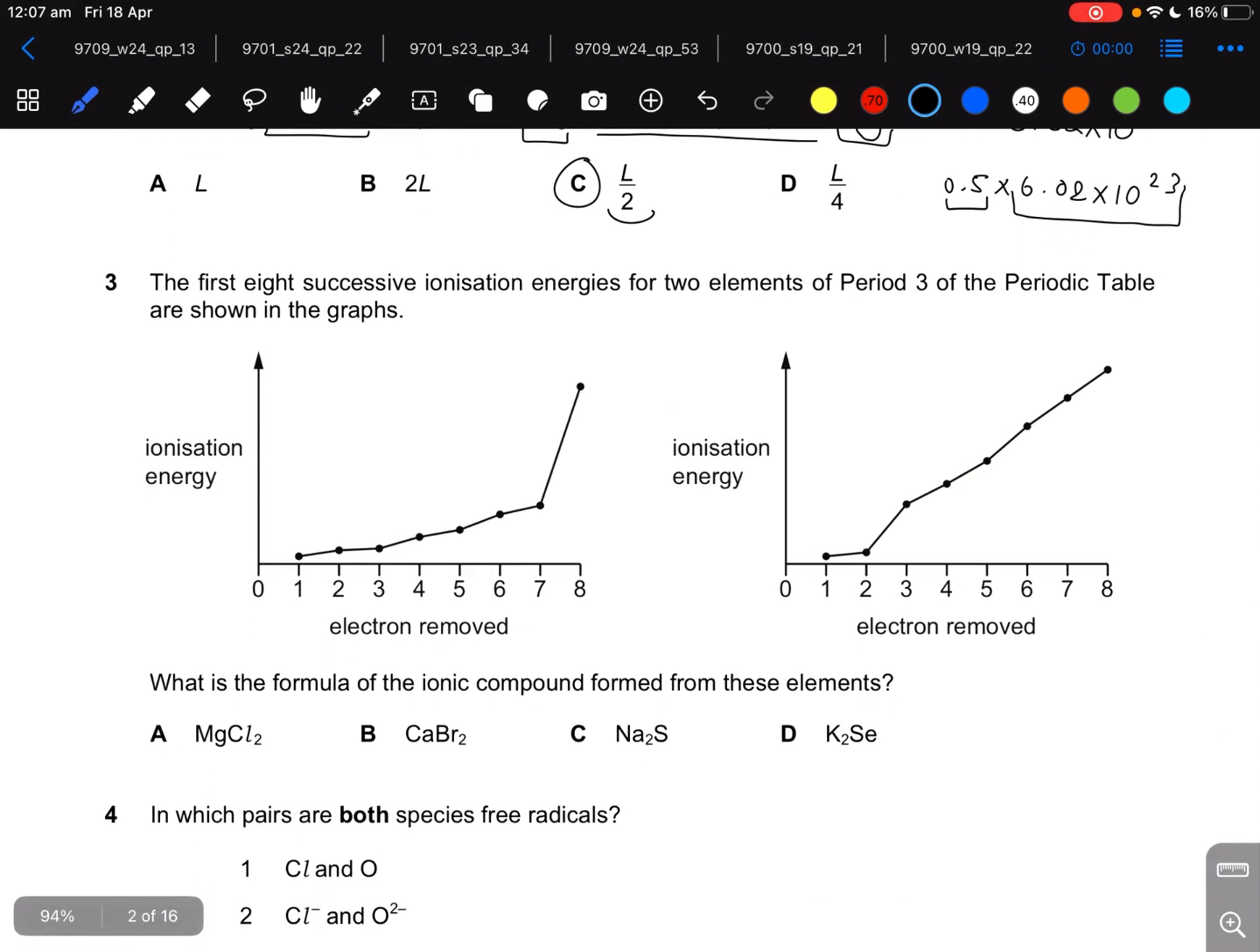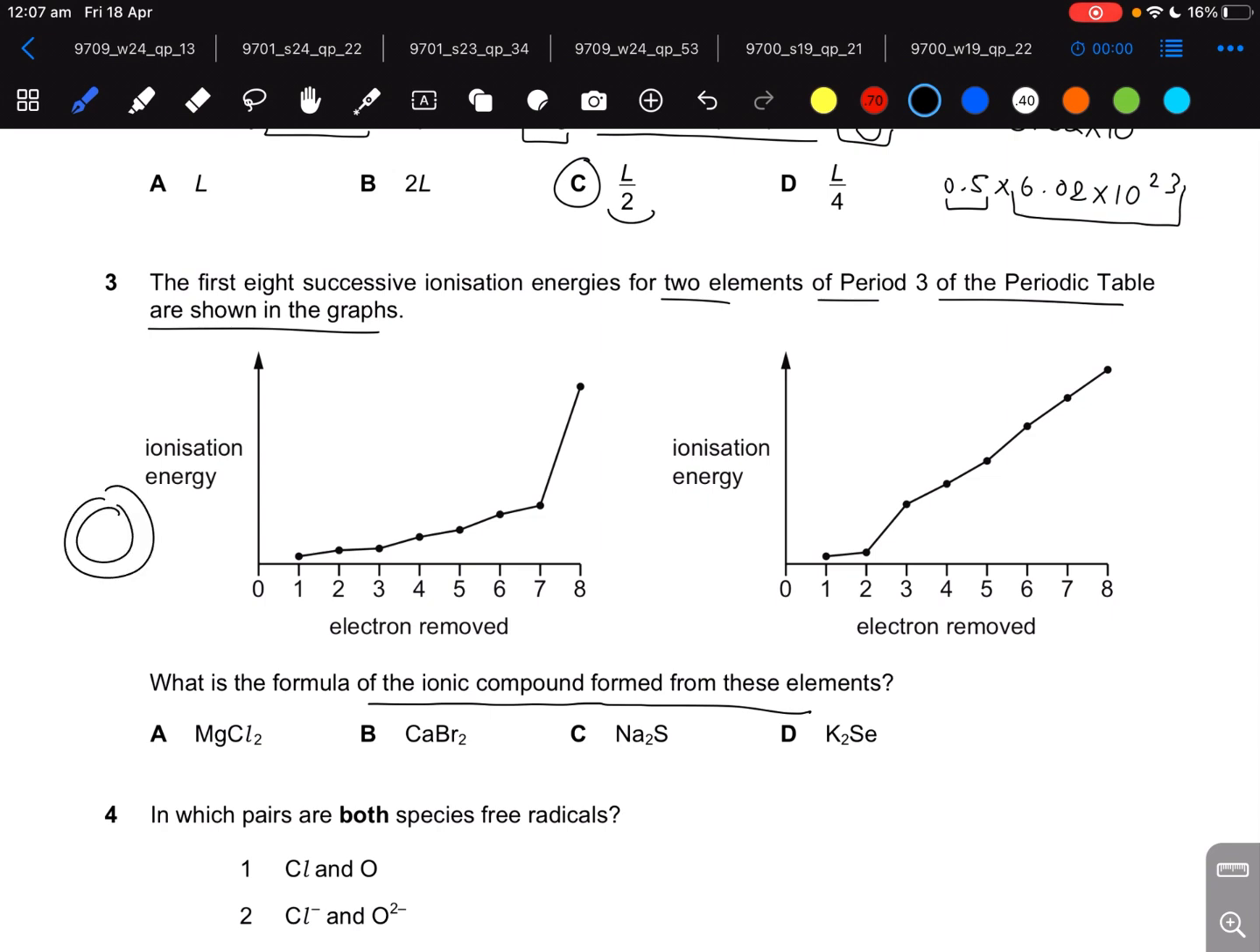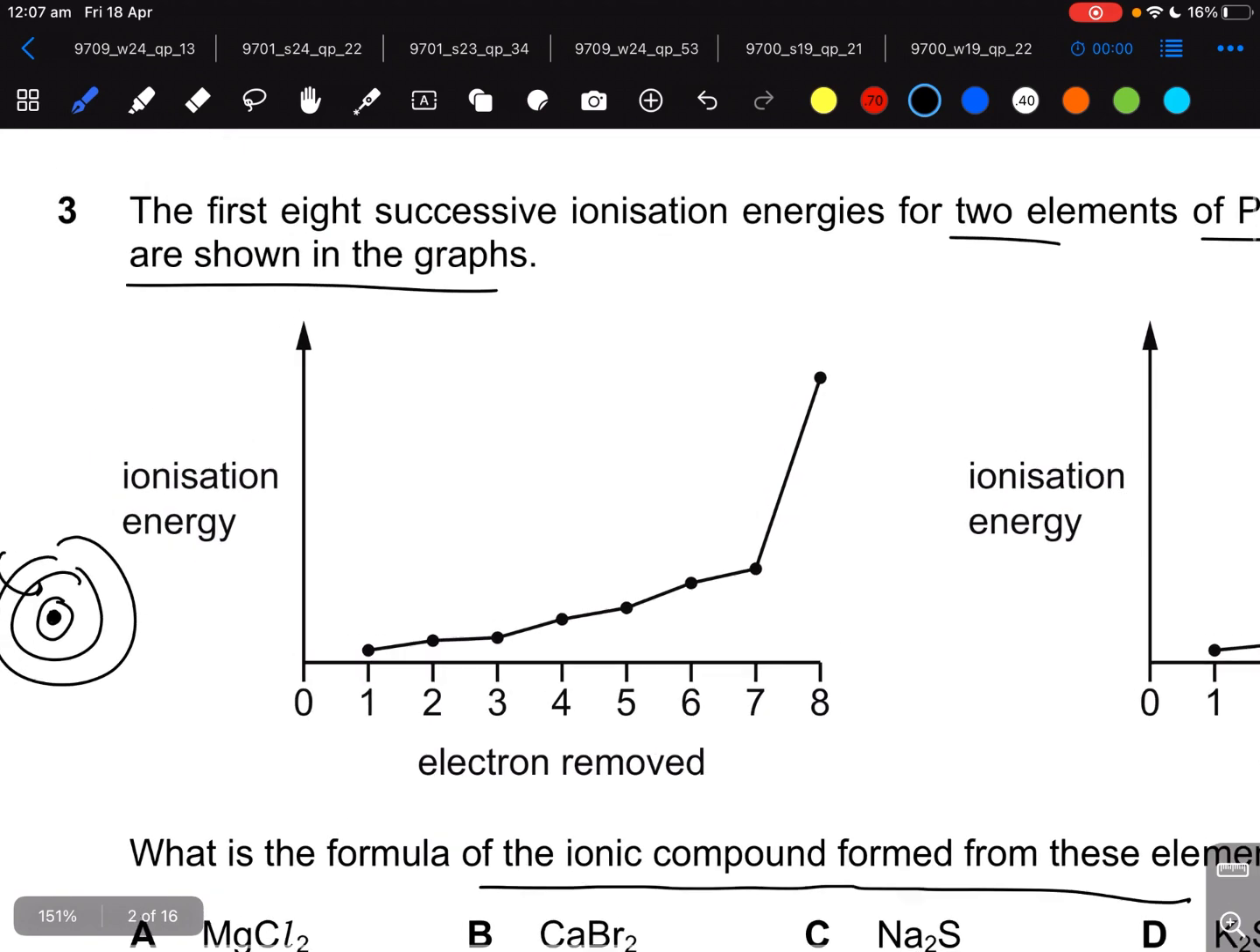Third question. The first 8 successive ionization energies for 2 elements of period 3 of the periodic table are shown in the graphs. What is the formula of the ionic compound formed from these elements? Okay, so we know that the big jump means it's going to the next shell, which is the more inner shell, because it has less shielding and it's closer to the nucleus, so it's a greater ionization energy to remove that electron.